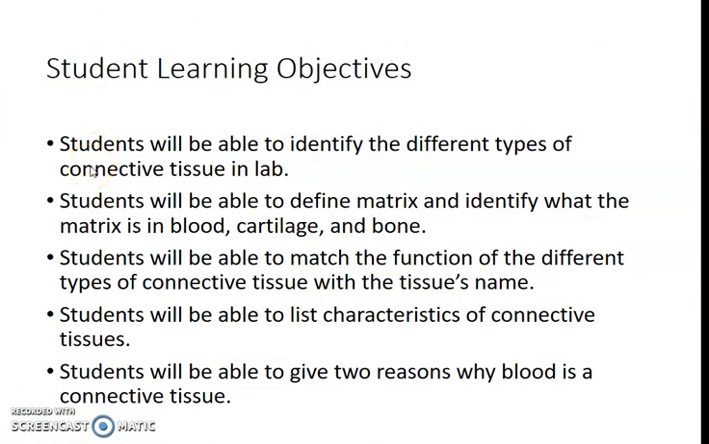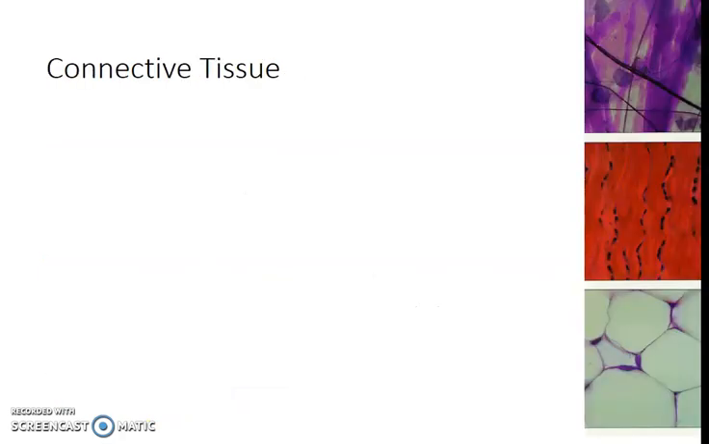We're now going to look at connective tissue. You'll be able to identify the different types in lab. You'll be able to define matrix, it's not a movie, and identify what the matrix is in blood, bone, and cartilage, as well as fat and other tissues. You will match the function of the types of tissue with their name, and you'll list the characteristics and give 2 reasons why blood is a connective tissue. What the heck?